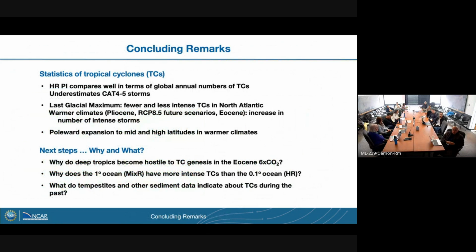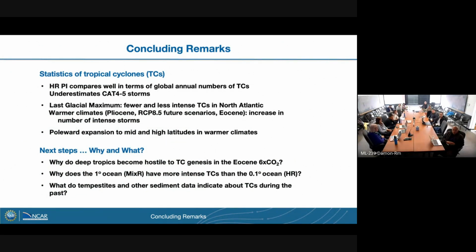So just concluding, at a high level, we basically looked at the statistics, but the high resolution pre-industrial came here as well in terms of global annual numbers of tropical cyclones, so it underestimates Cat 4 and 5.